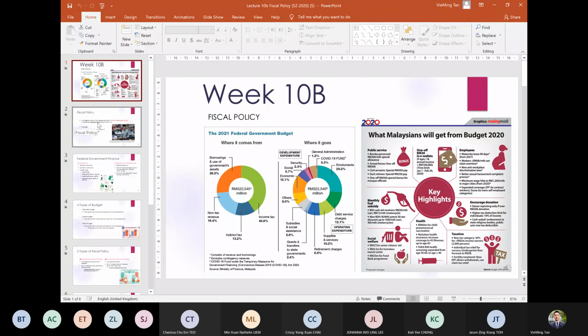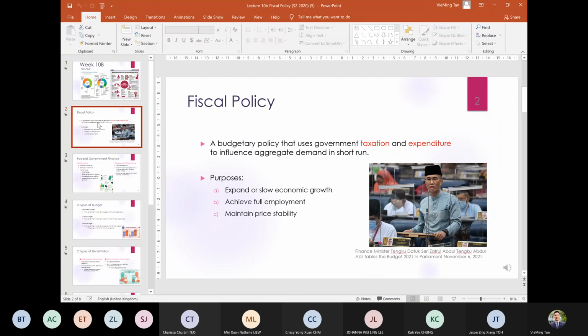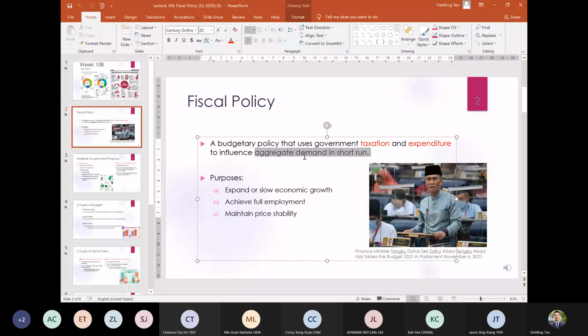So these are the three major macroeconomic problems that have to be addressed. So how to address all these three major macroeconomic problems? One of the methods that can be used by the government is fiscal policy. Fiscal policy can be used to monitor or to influence the aggregate demand in the short run.